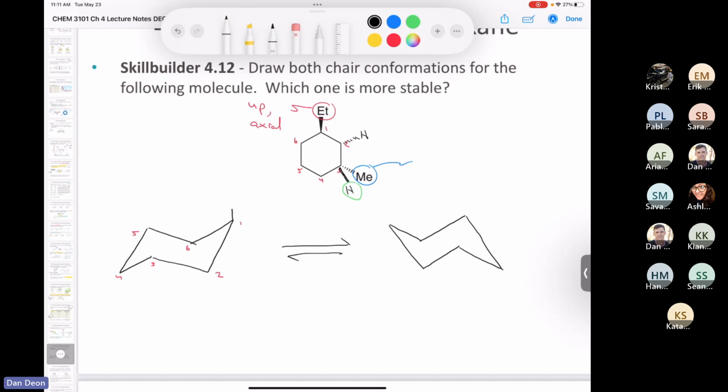So first I'll put my ethyl group in. So put CH2, CH3, and then my methyl group is going to be going down and equatorial.